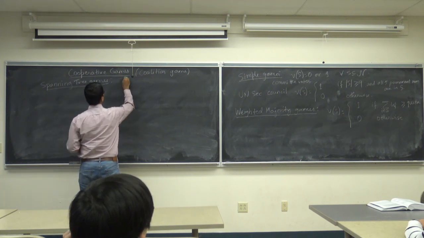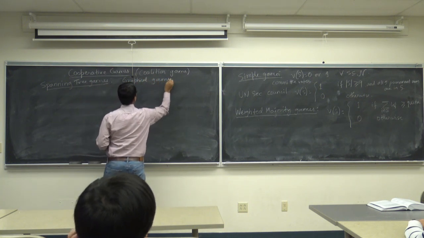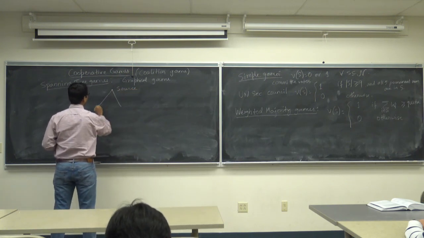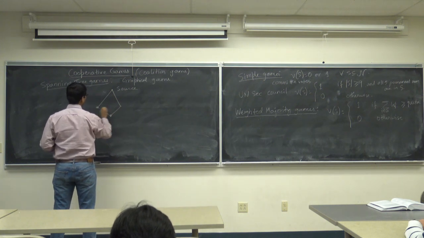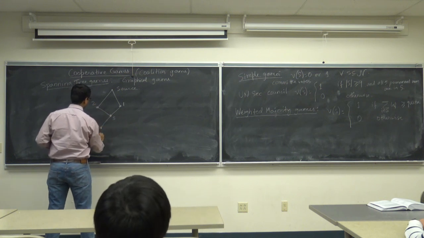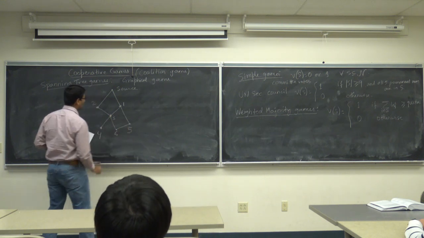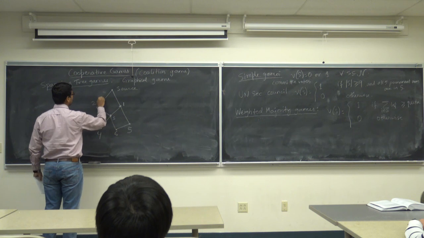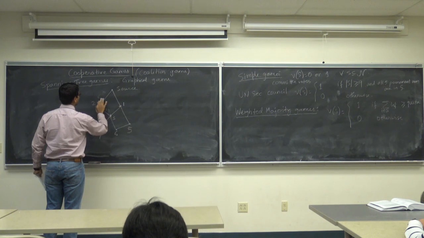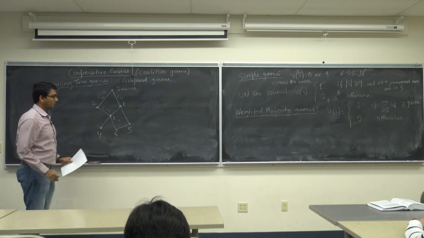So in the spanning tree game, you have a source. So it's a graphical game. And you have a source, and then you have players. Okay, so this is node 1, node 2, node 3, node 4, node 5, 6. Okay, and each of them have a cost, let's say Cij, or C23, C2S, C1S and so on. Okay?